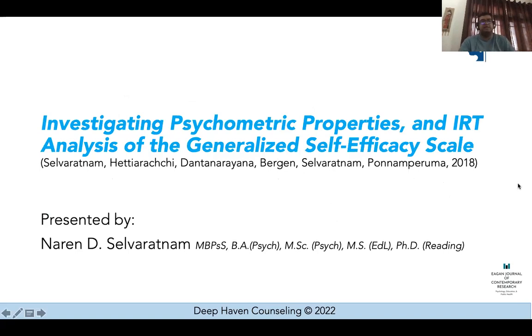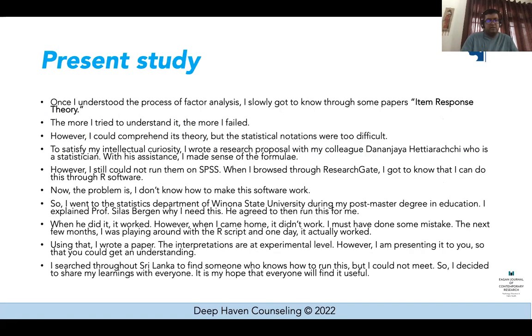Now, since we understand this entire process, let's see how we can apply this to research. I did a research in 2018 where I re-administered the generalized self-efficacy scale along with the teacher's sense of self-efficacy scale to a group of individuals to investigate psychometric properties and then run an IRT analysis, an item response theory analysis, on this particular scale. So here's a bit of introduction to what I did.